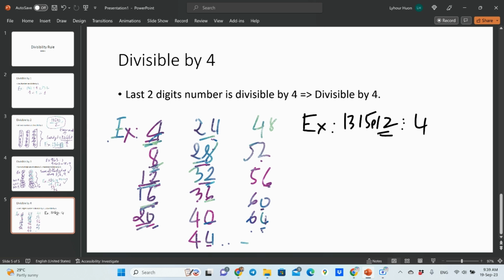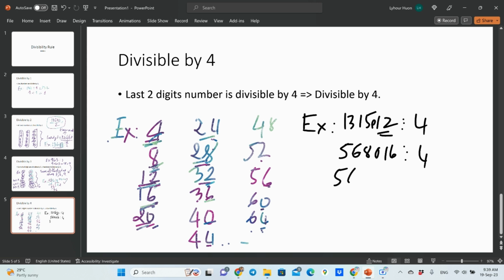Can you give another one? 500,068. 568,000. 1,600. Wait, 116. 016 after. 016, yes. Oh, it is also divisible by 4.